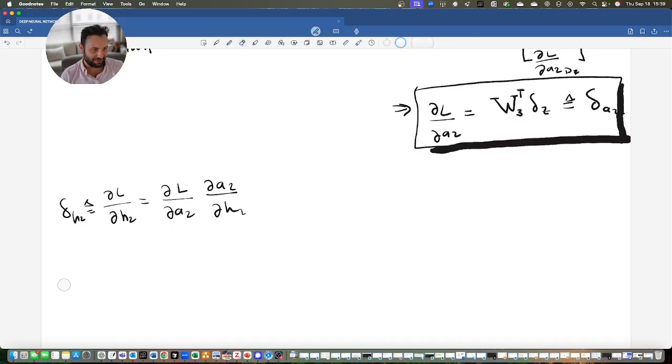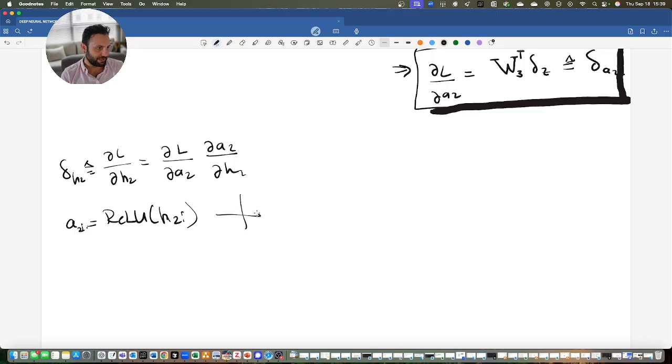before I write this, maybe let me rewrite the forward. So A2i is obtained by a ReLU of H2i. Therefore, ReLU was something like this, right? So it was H2i if H2i is greater than 0, 0 otherwise. So the derivative here, this is x, derivative of x is 1, derivative of 0 is 0.